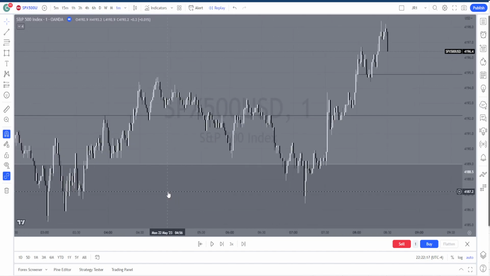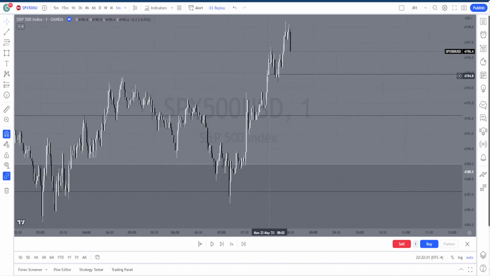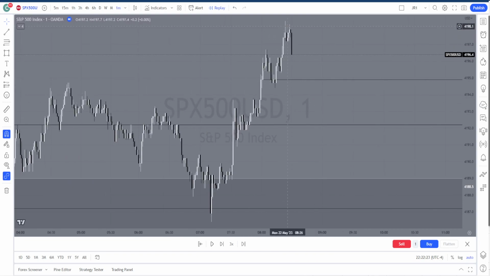Yesterday's close is right here. Midnight open is right here. 8 a.m. open is right here. And where's price? It is above that. So there's your sponsorship. You know that if price is above all three of these, you are bearish.